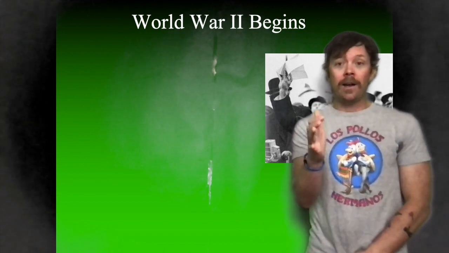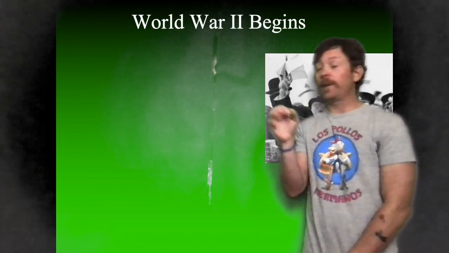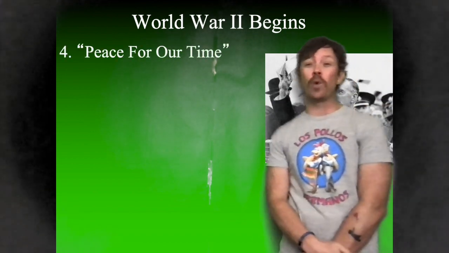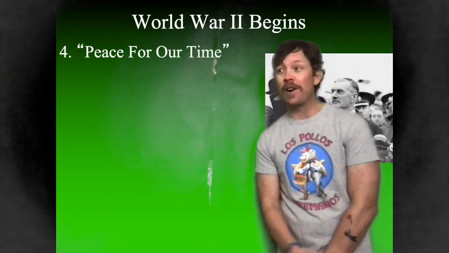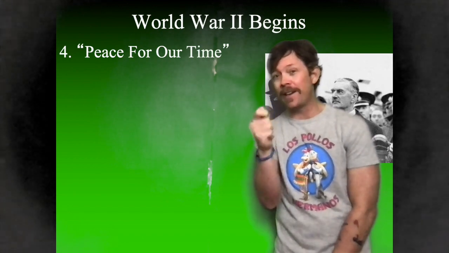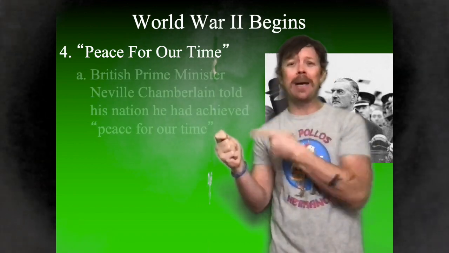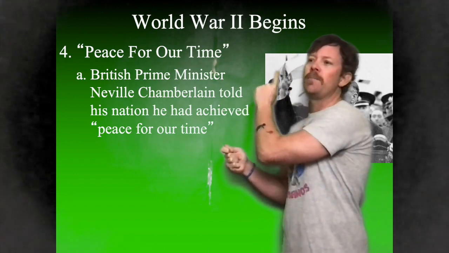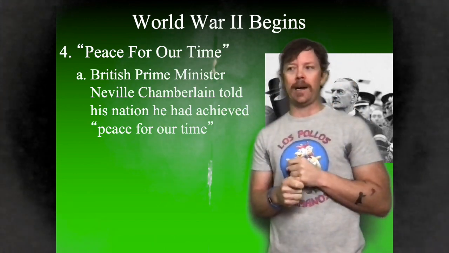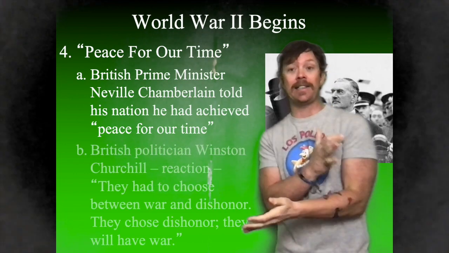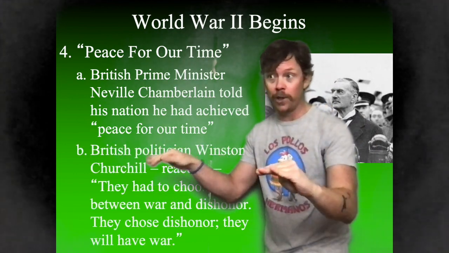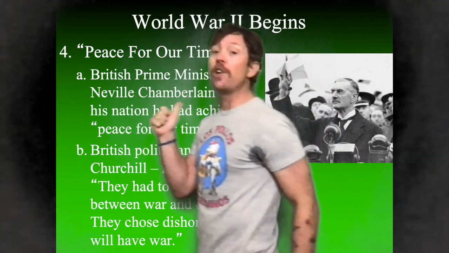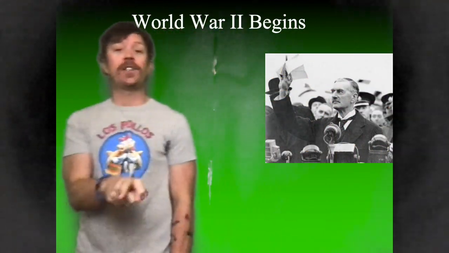As you saw last class, Neville Chamberlain meets with Adolf Hitler in Munich. Adolf Hitler gives Neville Chamberlain his word. Neville Chamberlain goes so far as to bring the actual document that Hitler signed and says, on this piece of paper is Hitler's signature. And what we have achieved is peace for our time. Now, obviously, in hindsight, this is going to look incredibly foolish. So the British Prime Minister, Neville Chamberlain, told his nation, we had achieved peace for our time.